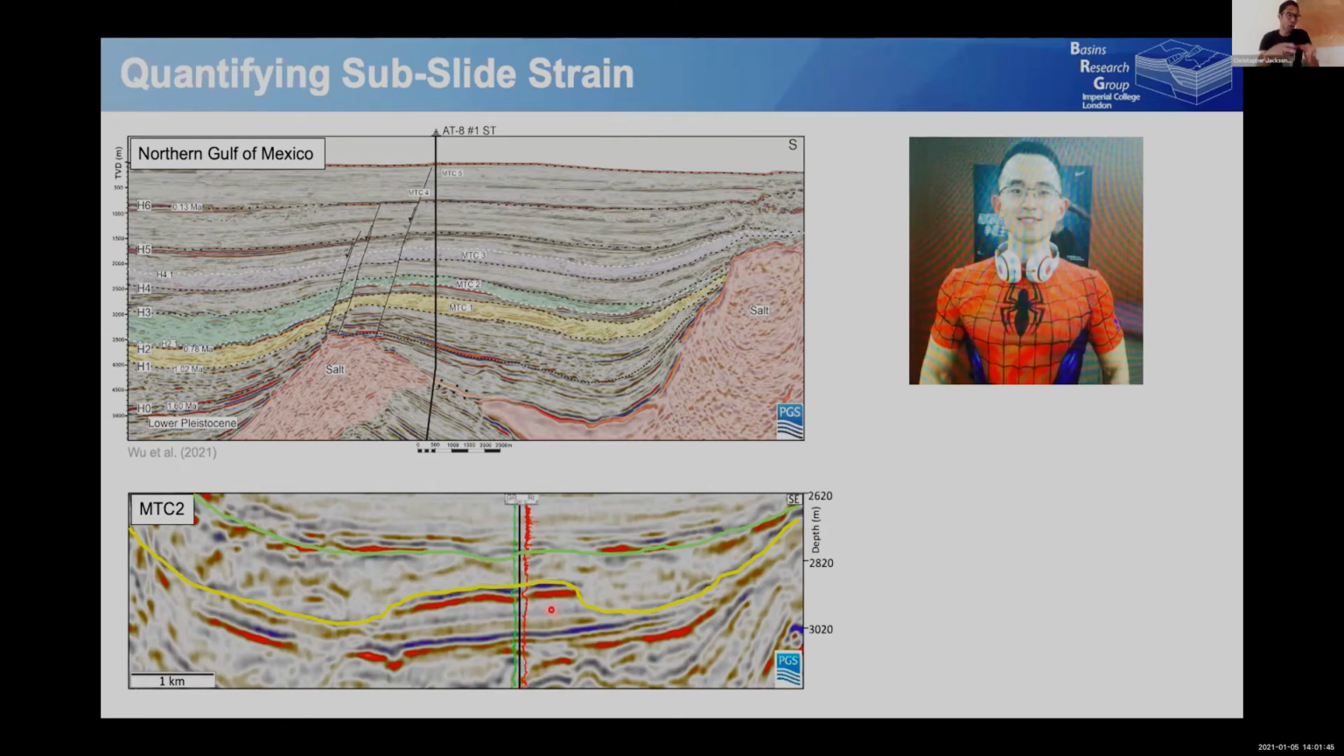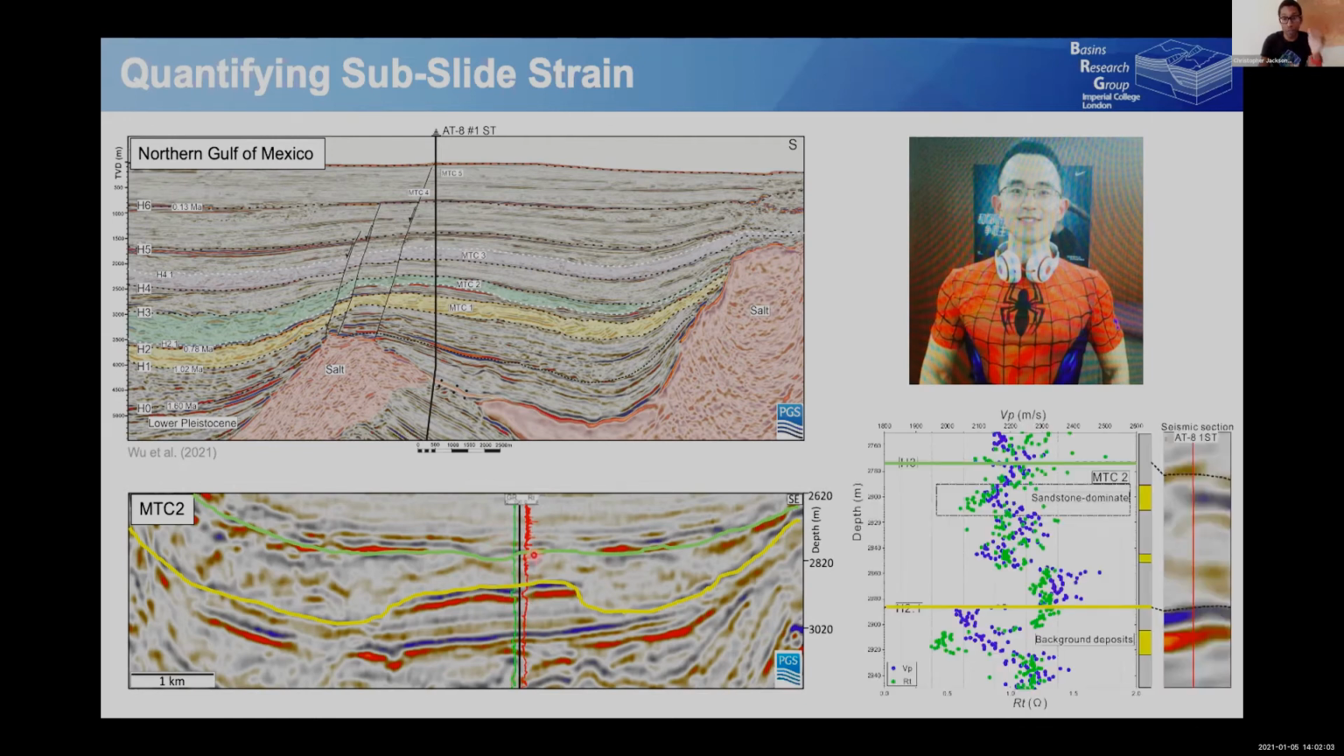It's a block which has sort of been overridden by the downslope traveling slide, or mass transport complex as we call it in this case. So let's now go and have a look at lithologically and petrophysically the mass transport complex that's been drilled in this position. So here it is.